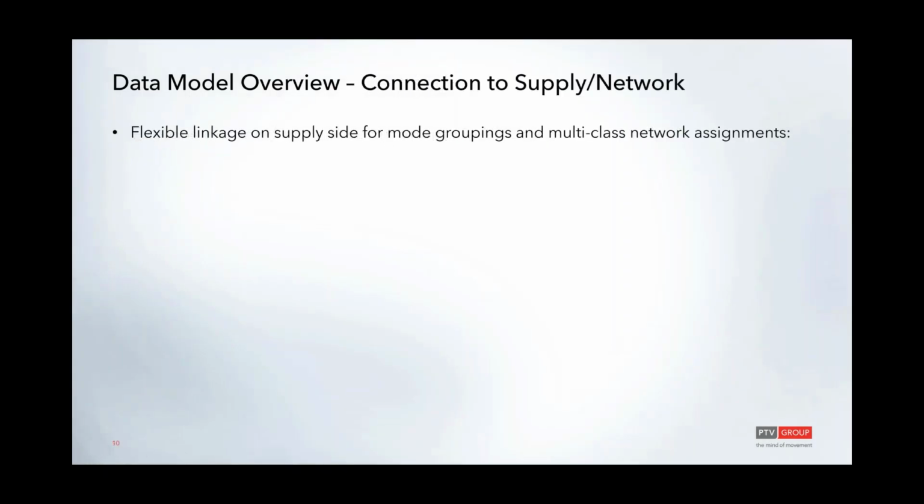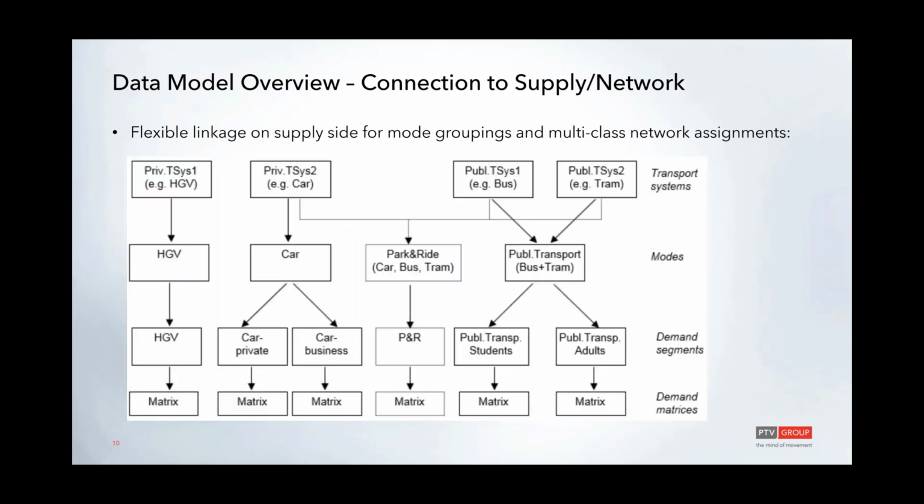Corresponding to the demand model, we also have a definition for the supply network. And we looked at some of the network components or network management last time. And this gives an overview of how these are linked and why these are maintained in a little separate layer. So the supply component of transport systems and mode groupings provide you a flexible format for multi-class network assignments.